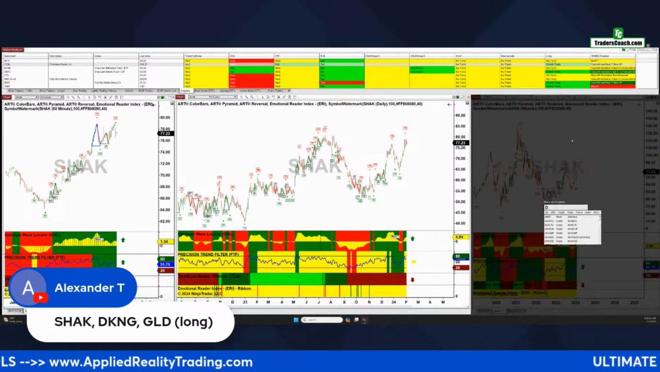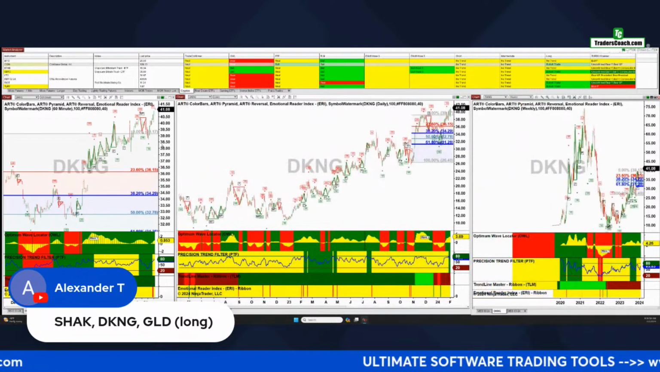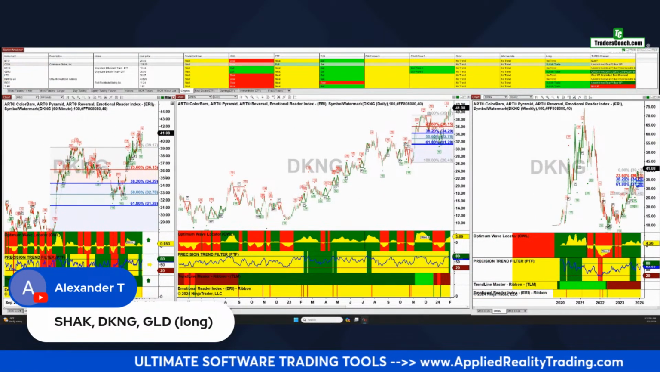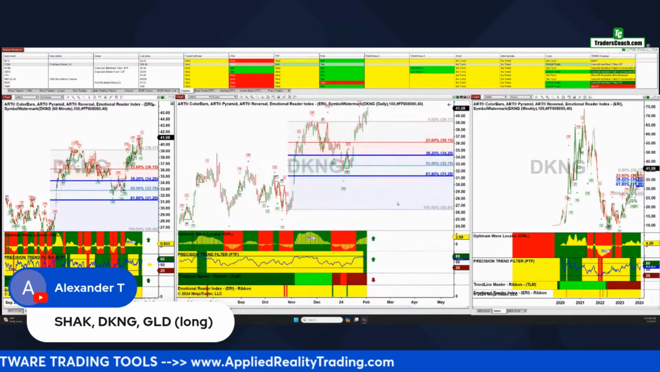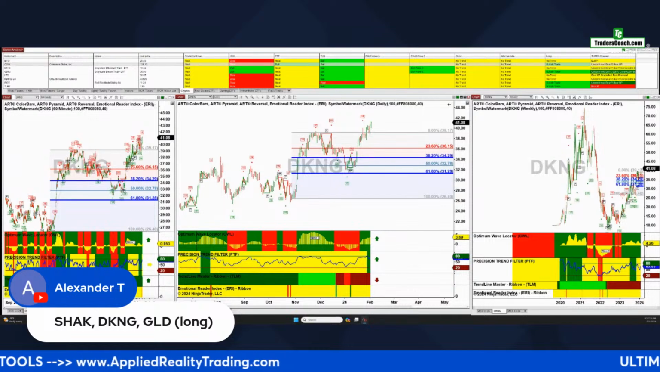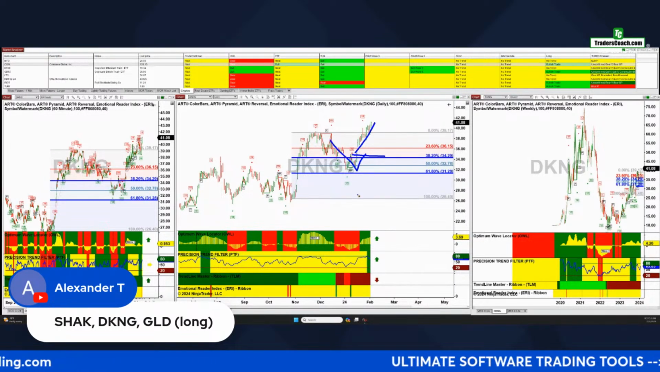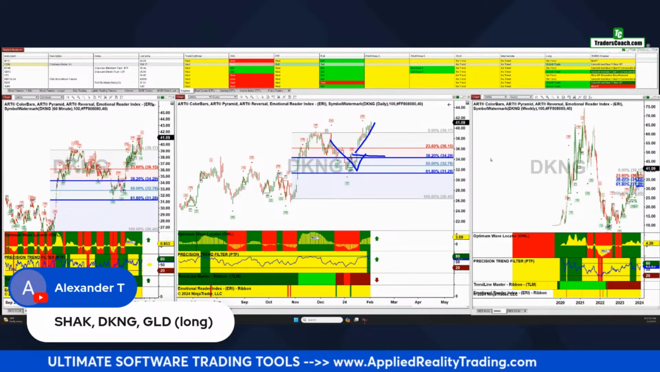DKNG. DKNG. Let's see what's cooking on that one. All right. So here's one where we looked at the retracement area, and then that was hit. And this one looked like a good buy here because you had the pyramid and the whole nine yards. So being long here was good. You've got to start thinking about exiting this trade pretty soon, though. Okay.